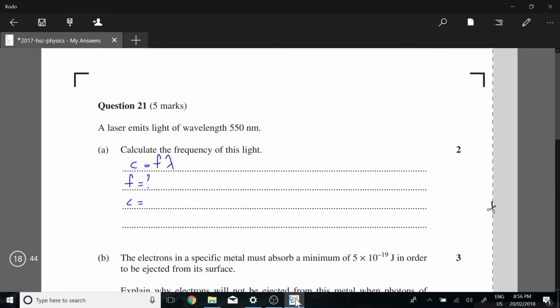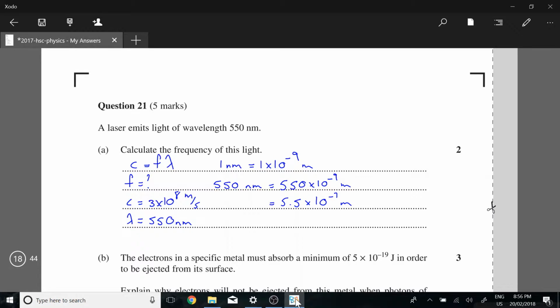We have c, which is always 3 times 10 to the 8 meters per second. You can find that in your formula sheet. And we have the wavelength equals 550 nanometers. 1 nanometer equals 1 times 10 to the minus 9 meters, so it's 1 billionth of a meter. So we can say 550 nanometers equals 550 times 10 to the minus 9 meters, or 5.5 times 10 to the minus 7 meters. So they're just the numbers we need to use.